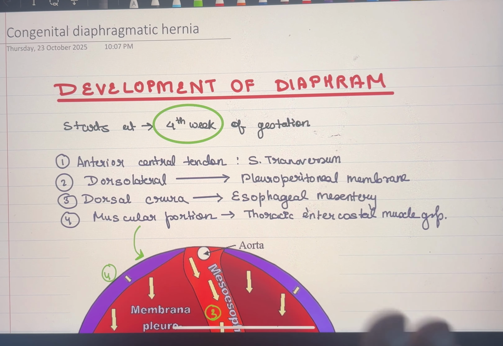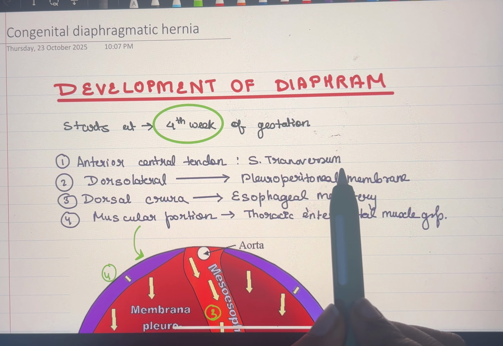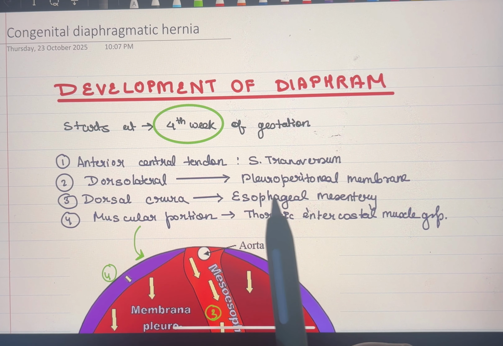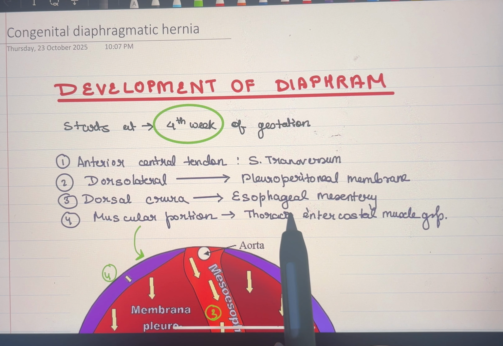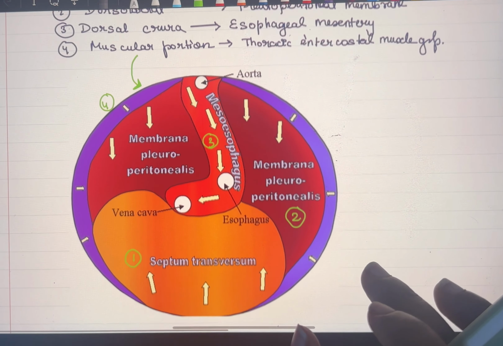The diaphragm is developed mainly from four things. Number one is the anterior central tendon, which is derived from the septum transversum, the dorsolateral segment, which is derived from the pleuroperitoneal membrane, and the dorsal crura, which is from the esophageal mesentery, and the muscular portion from the thoracic and the intercostal muscle group.